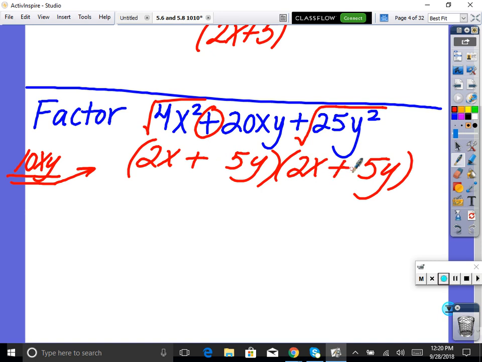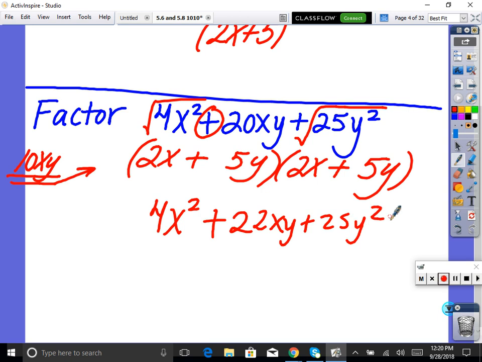So once again, guys, I'm just restating why we have to check to see if the middle term is correct, because I could have had this, 4x squared plus 22xy plus 25y squared, and then this trick would not work, because the middle term would not add up correctly.